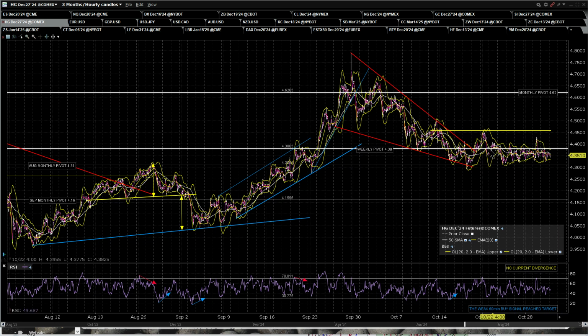So in terms of copper, this has been trading sideways. I'm still wondering about a retest of this low to make a nice looking second low of a double bottom. We still haven't seen it yet. All right, let's have a look at the bigger picture on metals.